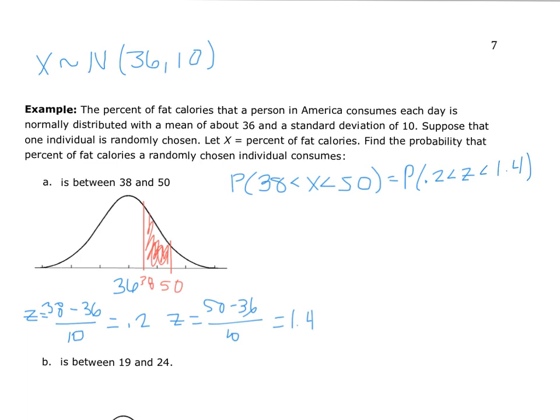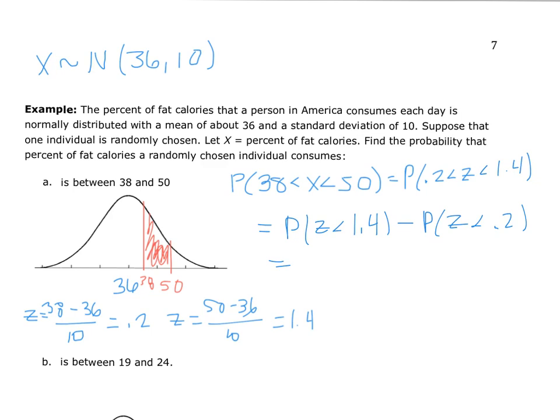So we need to first find the probability that x is less than 50, or z is less than 1.4. Okay, and that will give us the area to the left of 1.4, or 50. And then we want to subtract off the area that we don't want, which is going to be the area to the left of 38. So probability that z is less than 0.2.